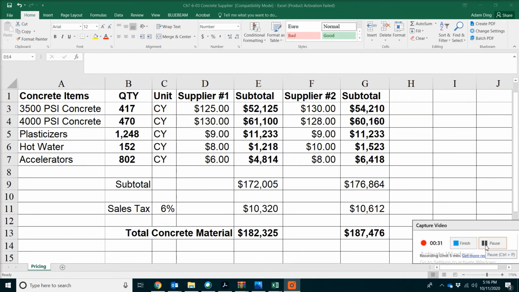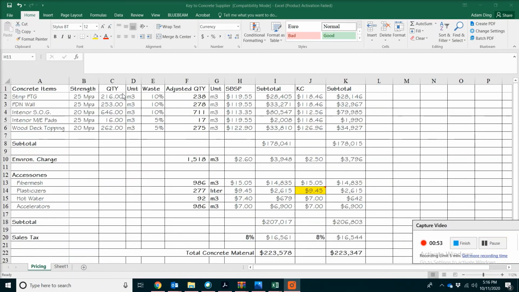Finally, let's think about whether it is possible to do everything we discussed in one sheet. Now you are looking at a combined sheet, with everything from the quantity adjustment, environmental charge, accessories, and sales tax. It also includes a comparison of the two suppliers.